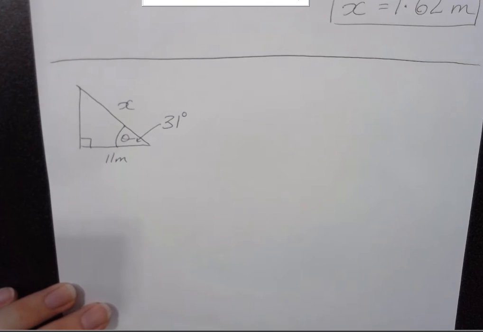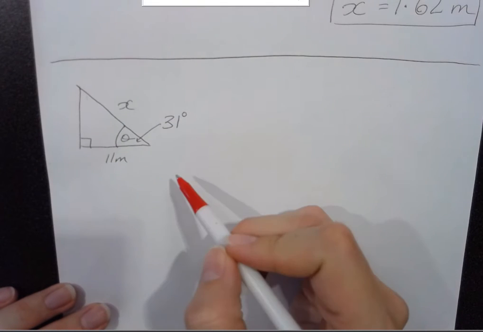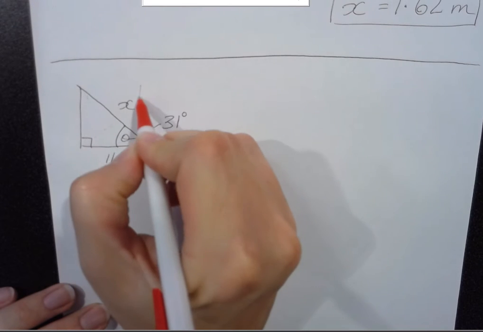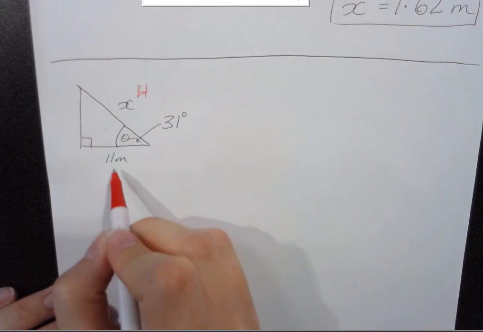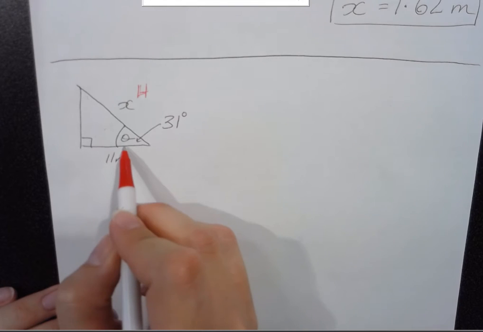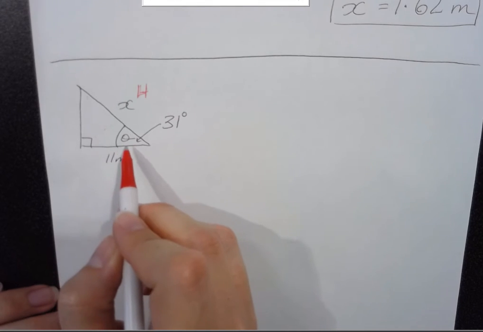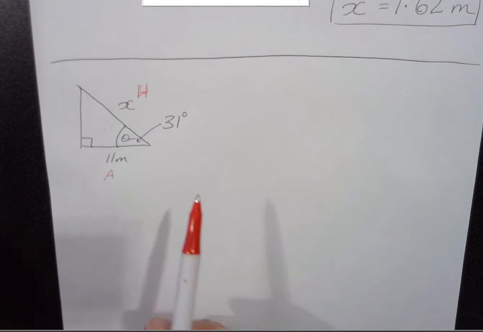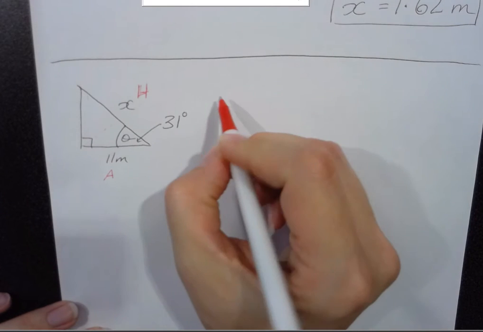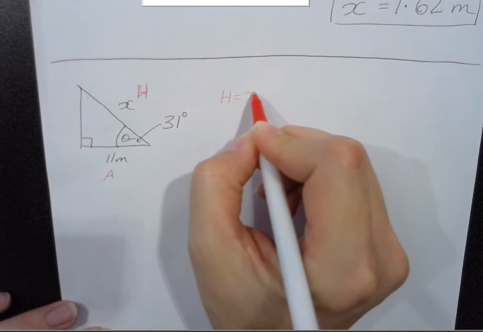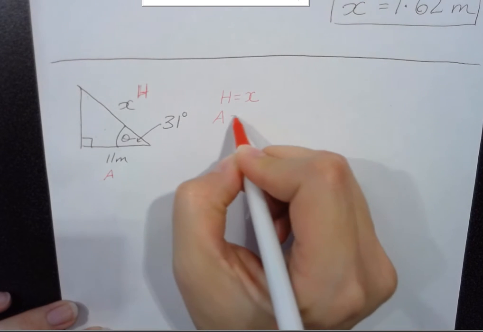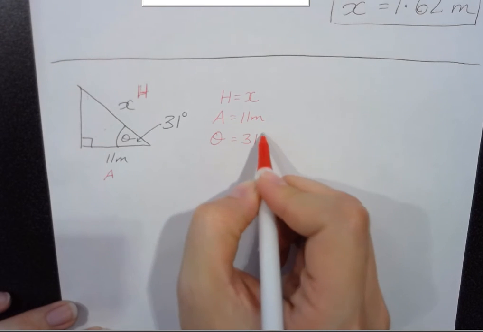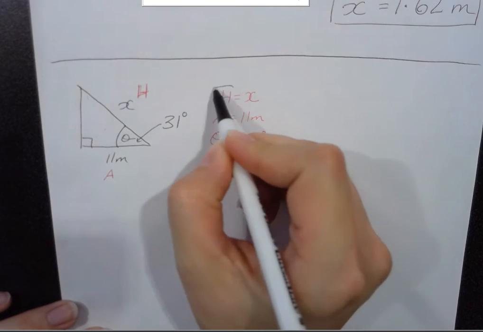So again, draw our triangle, label our sides. First thing I do is label them. So here is our hypotenuse. It is across from our right angle, h for hypotenuse. And this one is sitting next to the angle theta, so it is an adjacent side. So I draw my triangle, label my sides, and now I have to write out my information. I've got h equals x, a equals 11 meters, and theta equals 31 degrees. So I've got an a and an h.